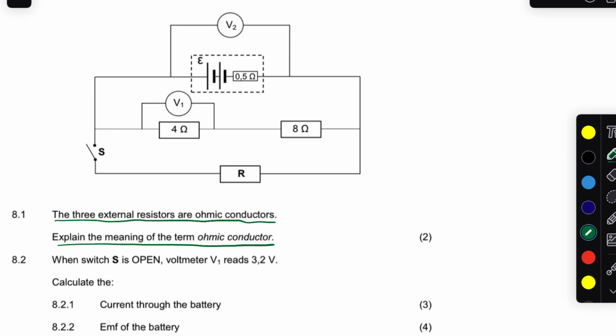So the resistors obey Ohm's law, or you can say the current is directly proportional to the potential difference at constant temperature, or you can say the ratio V divided by I, which is the resistance, is constant. The ratio is constant. Where? At constant temperature. Guys, I didn't write the other explanation, right?